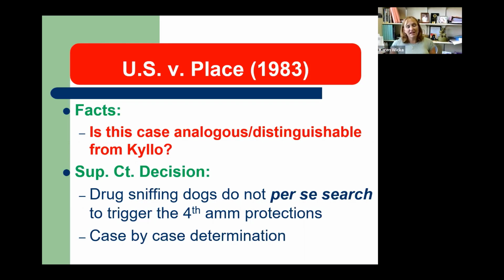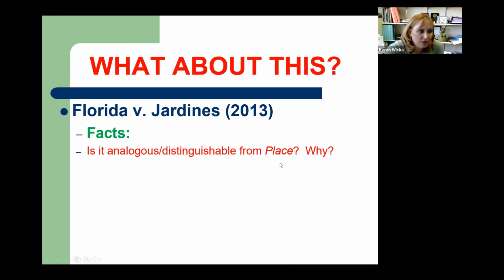But we're not going to say a dog sniff is automatically a violation of the Fourth Amendment. Okay, so what about this? Florida versus Jardines. In this case, they walked the dog up onto the person's porch and had him sniff around the front door. So how is that similar to Place? How is it analogous? Well, it's a dog sniffing, so we're using the senses of a dog that we wouldn't normally have access to.